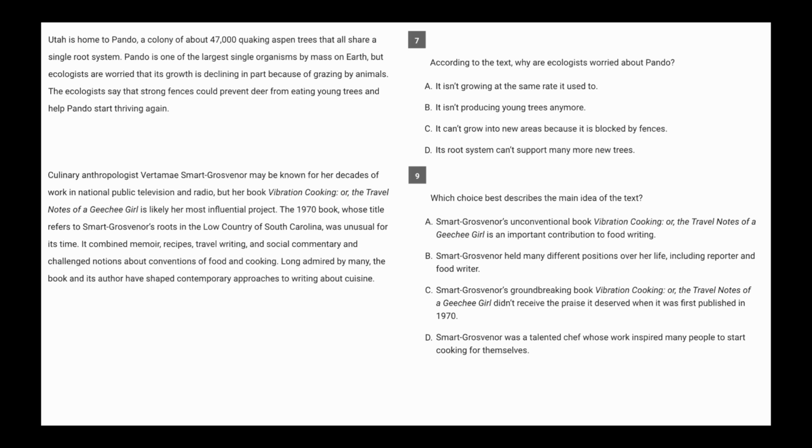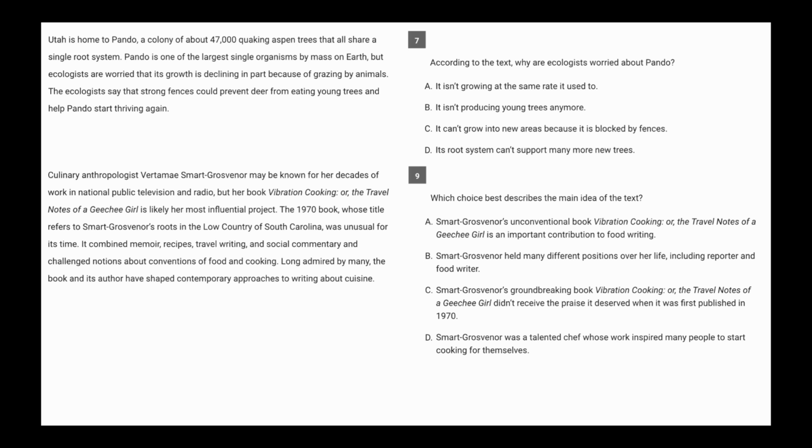Main idea. Okay, we need to look at the main idea. A: Smart-Grosvenor's unconventional book Vibration Cooking, or The Travel Notes of a Geechee Girl, is an important contribution to food writing. Important contribution. What is being rephrased here? Important contribution is basically paraphrasing influential project. What does influential mean? Influential means that there has been some kind of contribution, which is important, of course. So A is basically stating exactly what is said in the passage, but in different words. And that's what we're looking for.